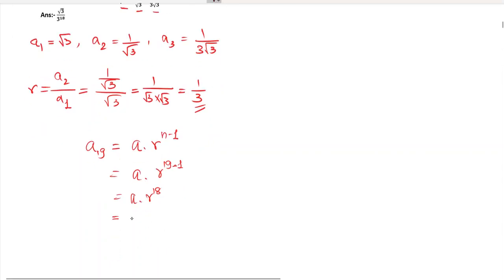Okay, what is A? Root 3 multiplied by the common ratio, 1 by 3, the whole raised to 18. So this will become root 3 upon 3 raised to 18, because 1 by 3 the whole raised to 18 is nothing but 1 upon 3 raised to 18, and 1 upon 3 raised to 18 into root 3 is root 3 upon 3 raised to 18. No need to simplify or cancel this. This is the answer.